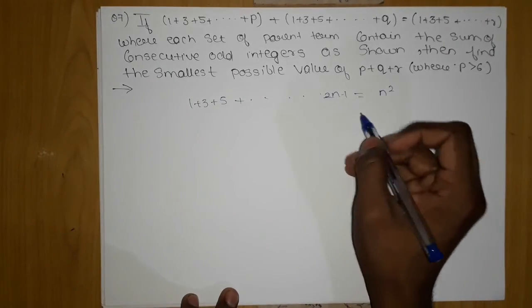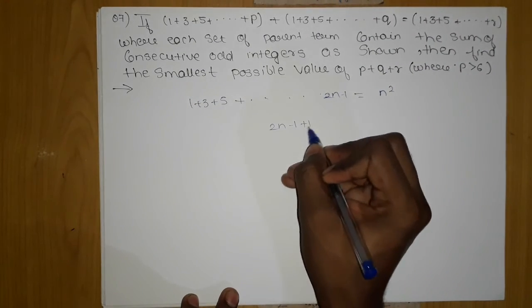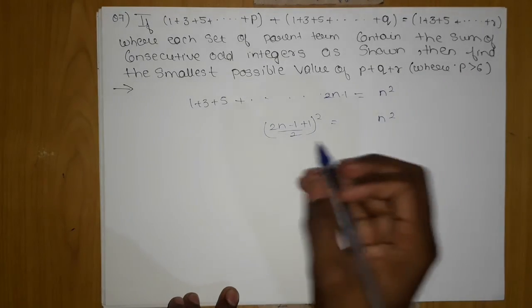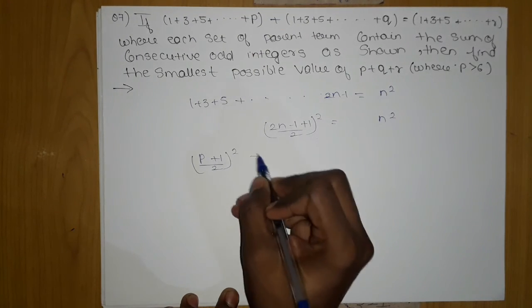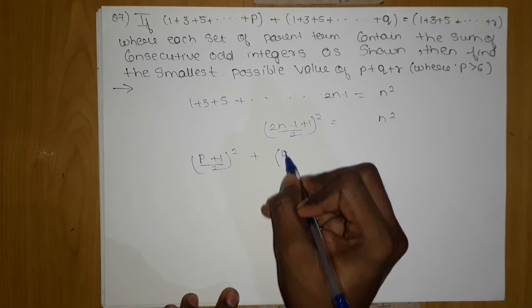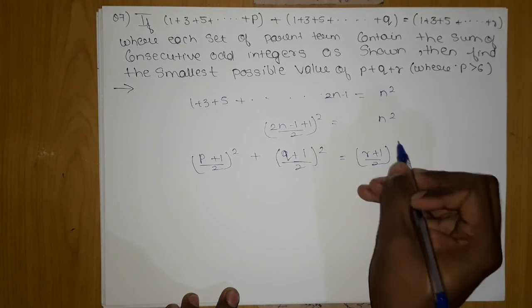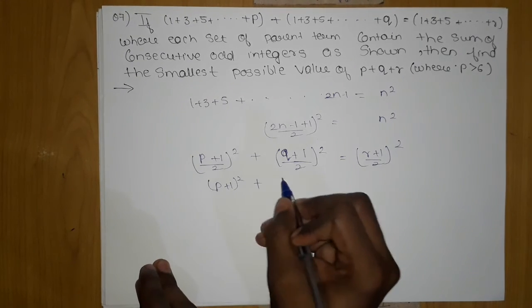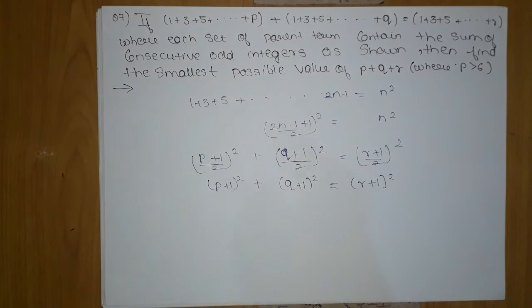Now there is a trick of writing this n square from the last term, which is (2n minus 1 plus 1) by 2, the whole square. If you calculate it, you get n square. Here the last term is P, so I write (P plus 1) by 2 the whole square, then (Q plus 1) by 2 the whole square, and (R plus 1) by 2 the whole square. If I remove all the 2s, what I have is (P plus 1) the whole square plus (Q plus 1) the whole square equals (R plus 1) the whole square.